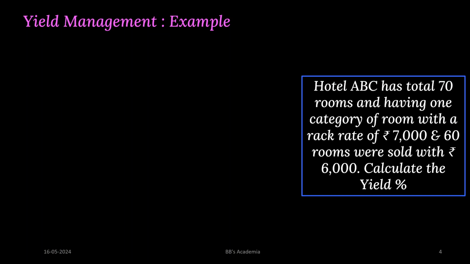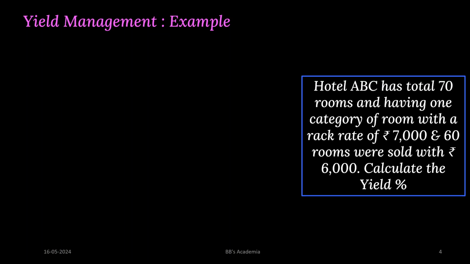Hotel ABC has total 70 rooms and has one category of room with a rack rate of 7,000 rupees. Rack rate is the best price, and 60 rooms were sold at rupees 6,000. That's the rate. Now calculate the yield.